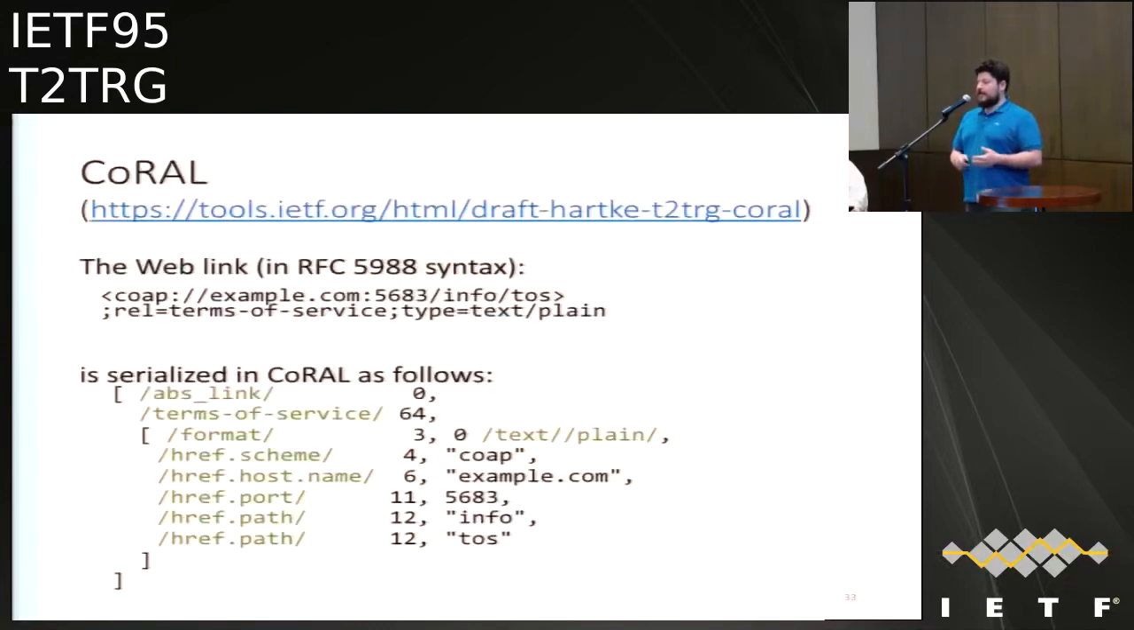Another ongoing work is about, okay, how do we convey all this information? So here's a draft by Klaus Hartke to have a more concise representation of links and forms. It leverages CBOR to encode all this. But there's also a more generic work going on. So what kind of links and forms do we actually need for the IoT?